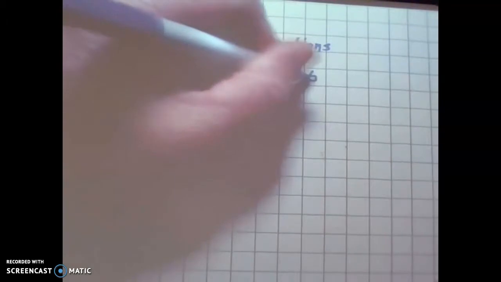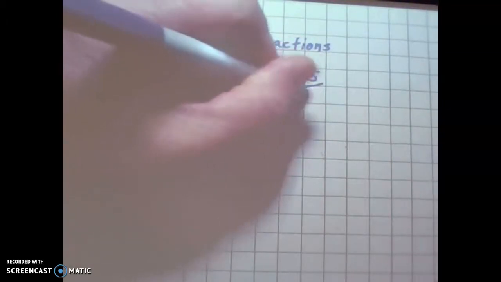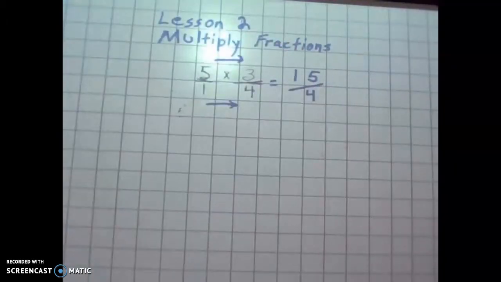So if we multiply straight across, we end up with 15 over 4, all right? Now, can I leave it like that? No, because what kind of fraction is that? Yeah, that's an improper fraction. So what do I have to do to get rid of the improper fraction, Peyton? First, we got to simplify it, but I can't simplify that one because they don't have a common factor we can divide, right? All right, so if we're done simplifying, we can't simplify anymore.